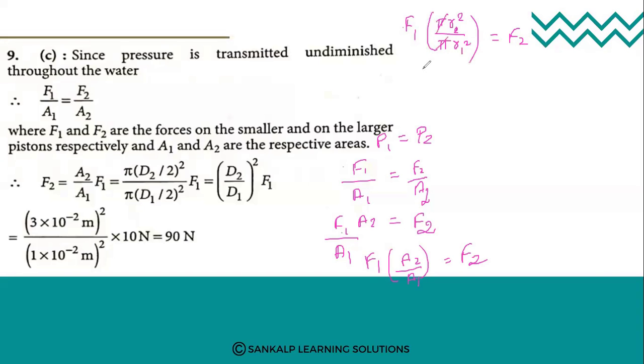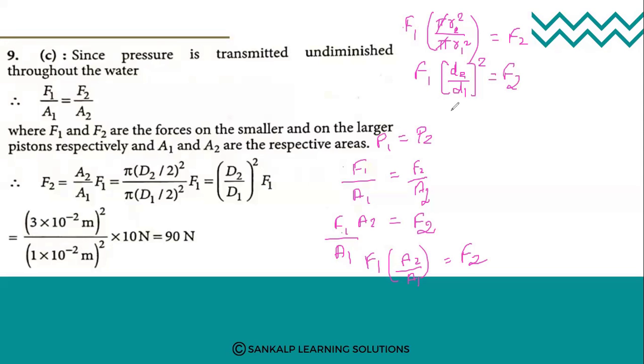So pi we can cancel, but the radius is also not given. Diameter is given in the question. Therefore, we can take the radius as half of the diameter, so the 2 we can cancel. I will not write that one. So it will be d2 divided by d1. If divided by 2, it will cancel in the numerator and in the denominator. So that is equal to F2.